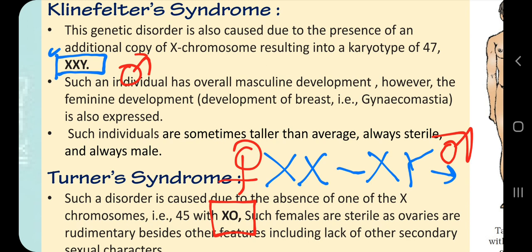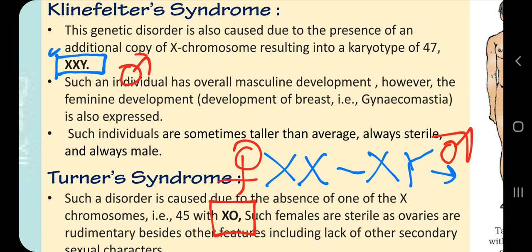Although this is a very simplified statement, there are many complications involved in that. There are many mechanisms, many factors, but yes, at this point of time you need to consider this: presence of Y, maleness; absence of Y, femaleness. But in Drosophila the opposite happens. There XXY will be female and XO will be male.